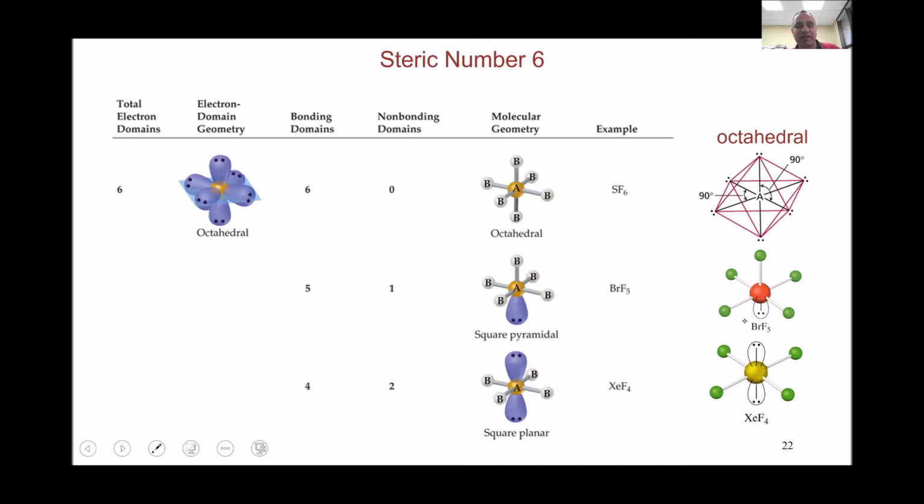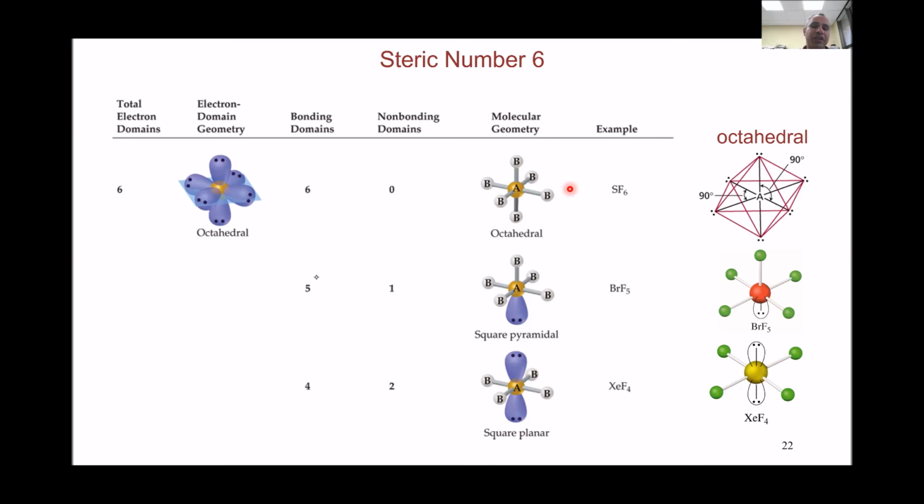The last steric number is steric number 6, which means you have 6 domains around the central atom, 6 sp3d2 hybrid orbitals that are going to exhibit an octahedral arrangement, or an octahedral electron geometry, with 2 of them oriented along each axis, 2 along the z axis, 2 along the x axis, and 2 along the y axis, with an angle of 90 degrees between each 2 of them. And if the molecule is using all of the 6 domains in bonding, it's going to assume the same shape, an octahedral shape. An example for that is SF6.